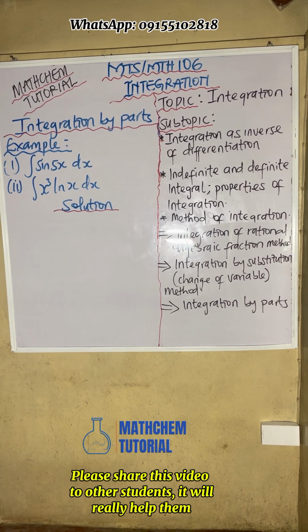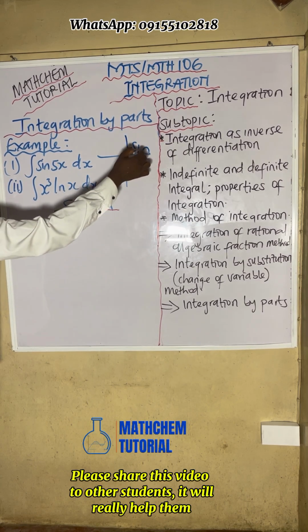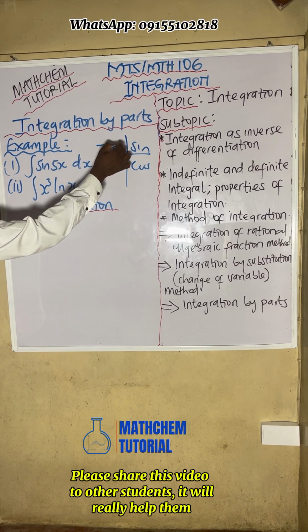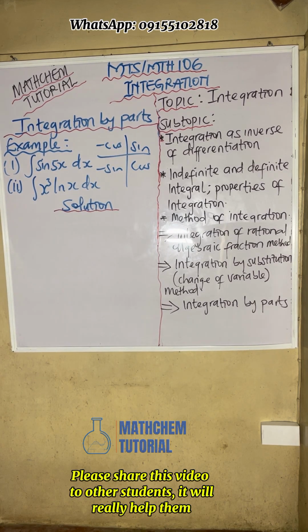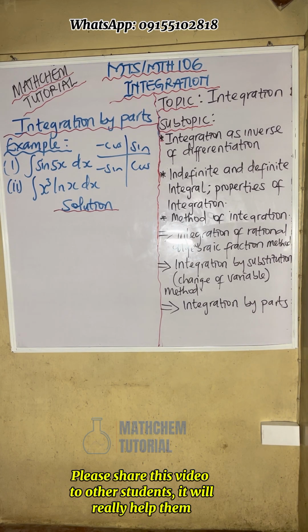There's one thing you should take note of: this is sine, this is cos, this is minus sine, this is minus cos. From the principle of differentiation, if you differentiate sine of something, you get cos of that thing. For instance, if you differentiate sine theta, you get cos theta. If you differentiate cos theta, you get minus sine theta.